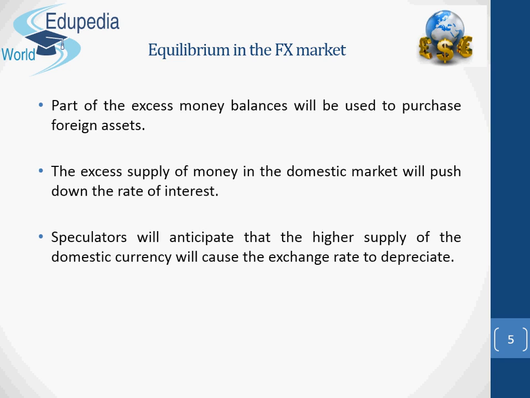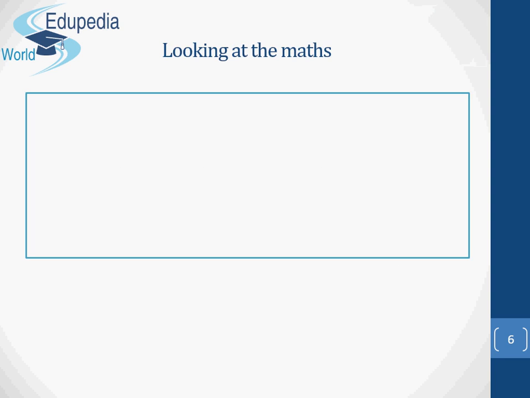Speculators will anticipate that the higher supply of the domestic currency will cause the exchange rate to depreciate. They will therefore sell domestic currency and buy foreign currencies before the expected depreciation takes place. The effect of all three is to cause the exchange rate to depreciate. Let's have a look at the maths.